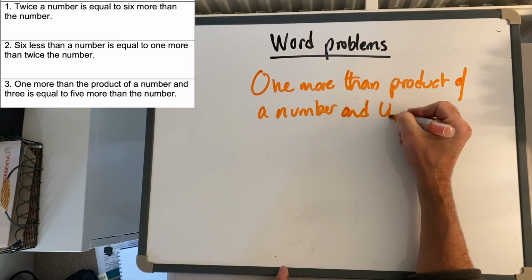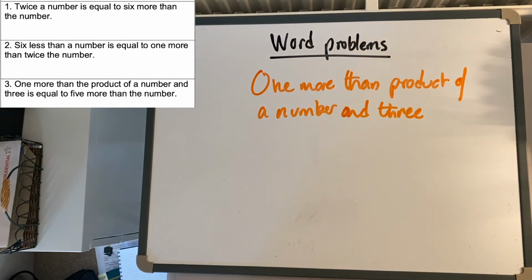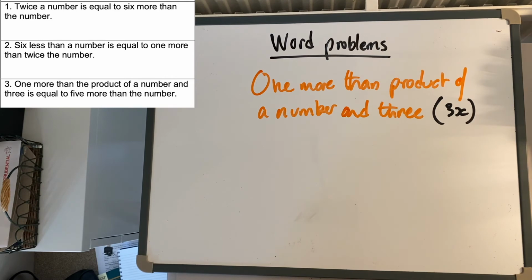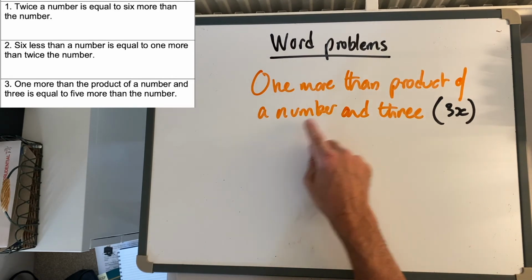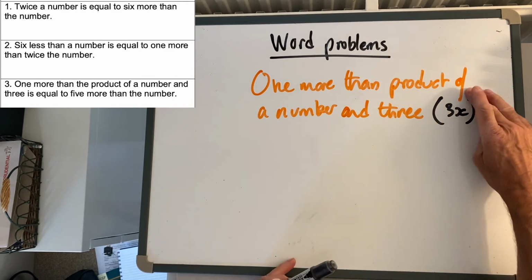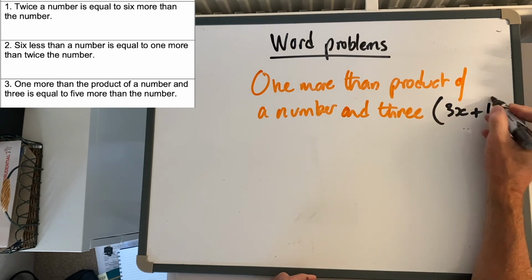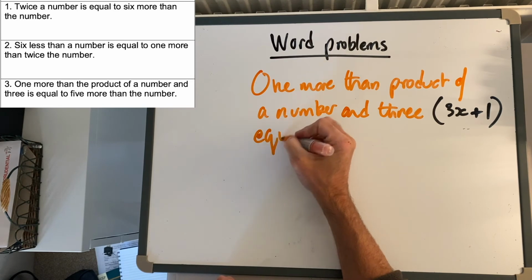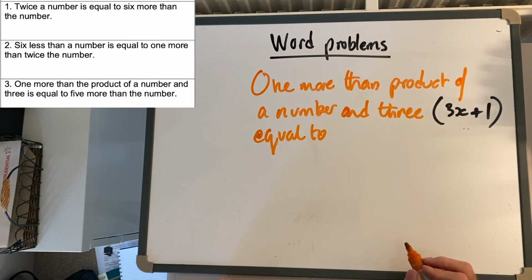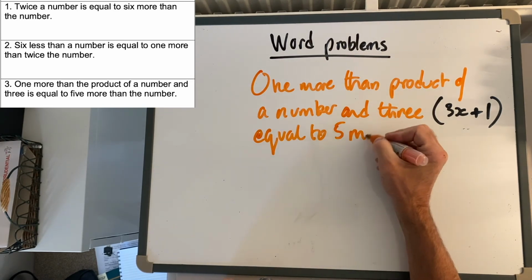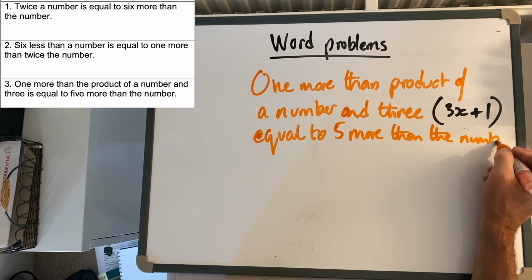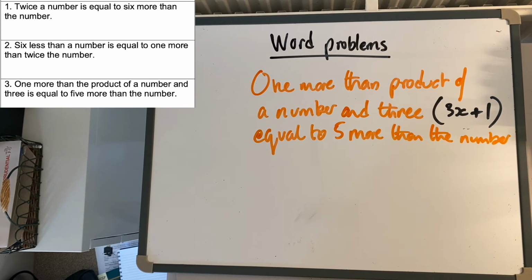I'll try and get this right. So that basically just means 3x. Just really weird. So that's 3x, the product of that one. So it's 3x plus 1, isn't it? So that's what they're saying. Just a weird way of writing it. Okay, it's equal to 5 more than the number. Now, not 5 times the number, it's 5 more than the number. So just think about that.